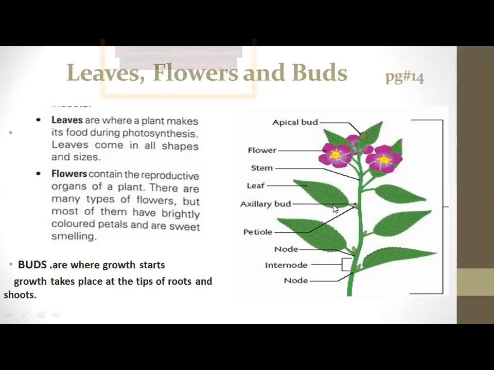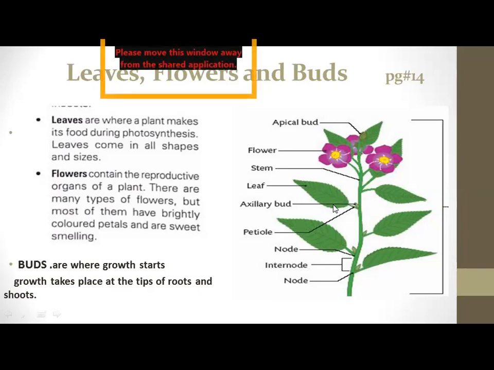That is also called sugar. And that sugar, or that prepared food, is transmitted throughout the parts of the plant. As a result, that food will be utilized there, and the plant grows and survives. The flower contains the reproductive part. We should come towards the fourth part of the plant, that is what is so-called flowers.